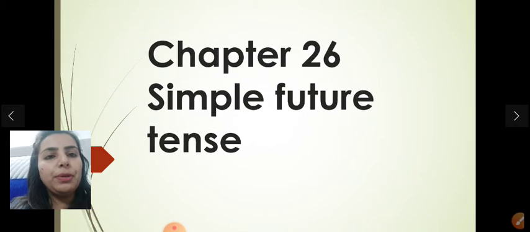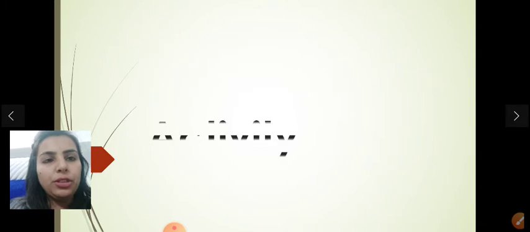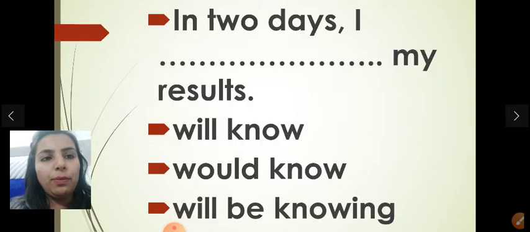Next is your chapter number 26, simple future tense. Okay. So we are going to perform some questions related to the simple future tense. First question is, again we are going to perform some activities. In 2 days, you have to again complete these sentences. In 2 days, I dash my results.